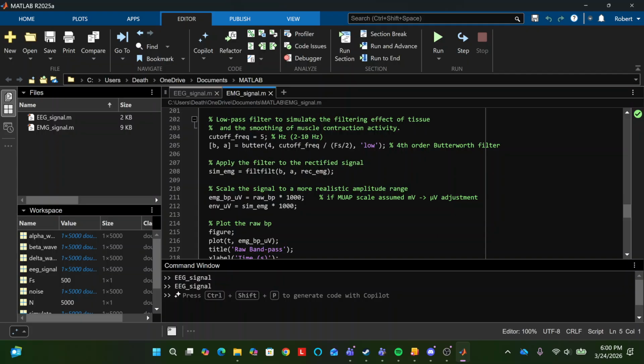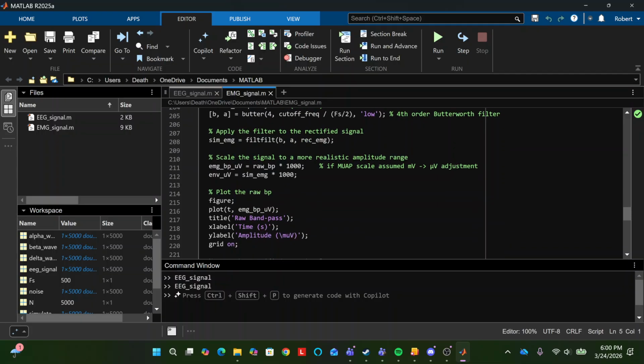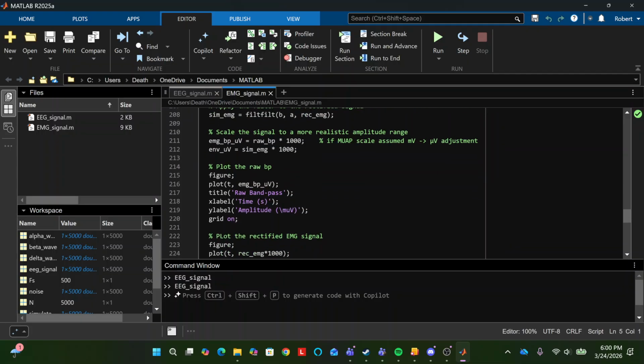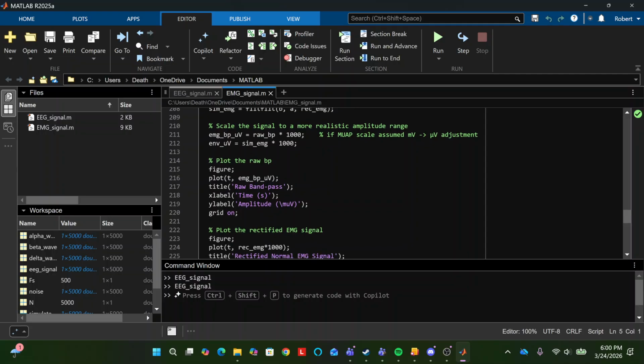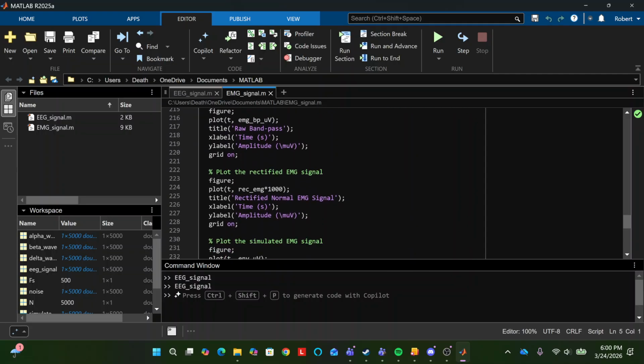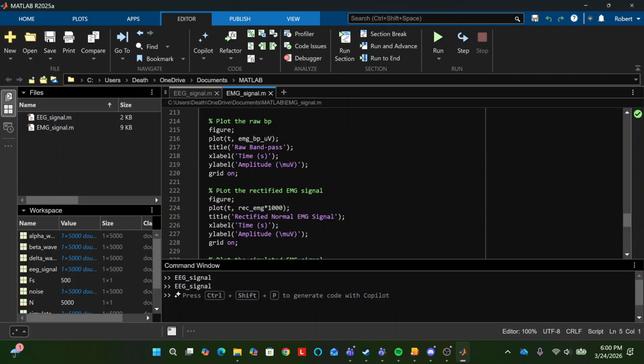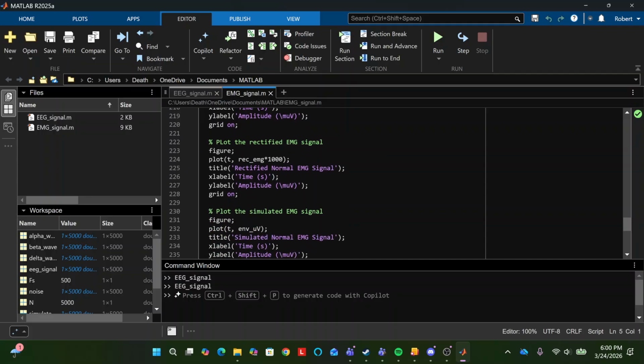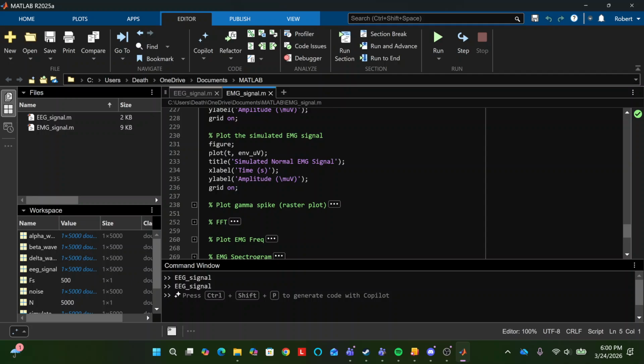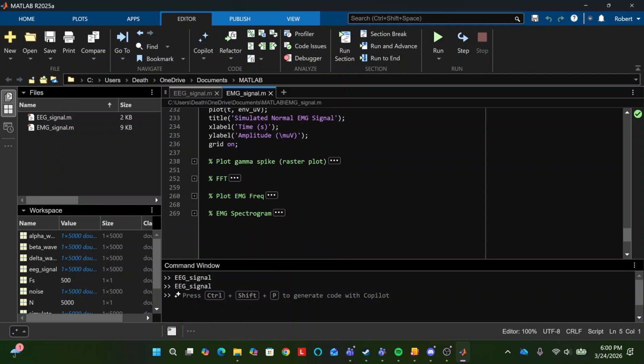So this is because there's tissue around the muscle, we're looking at that effect on the muscle with the tissue now. And then we're going to apply the filter to the rectified signal. We're going to scale the signal to a more realistic amplitude range, and then we're going to plot. So we're actually going to plot the raw bandpass filter. We're going to be plotting the rectified EMG signal, and we're going to plot the simulated EMG signal.